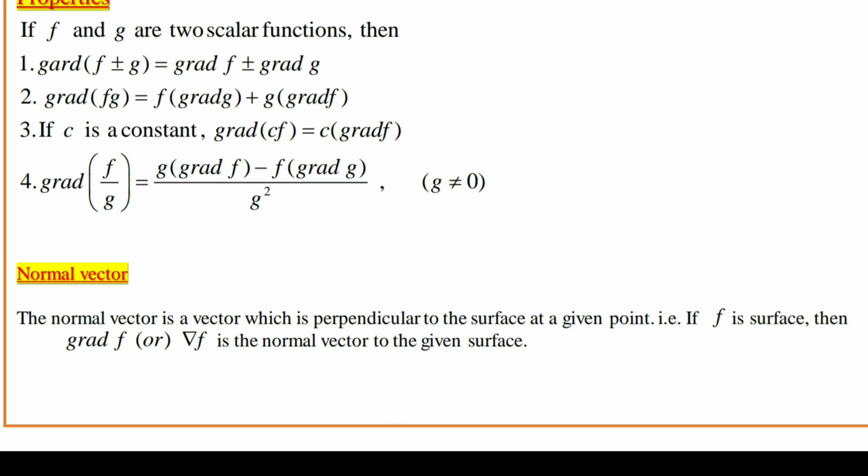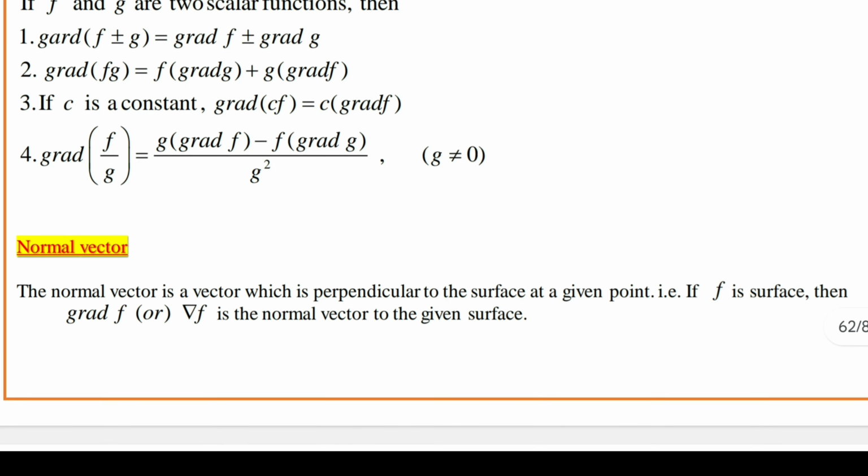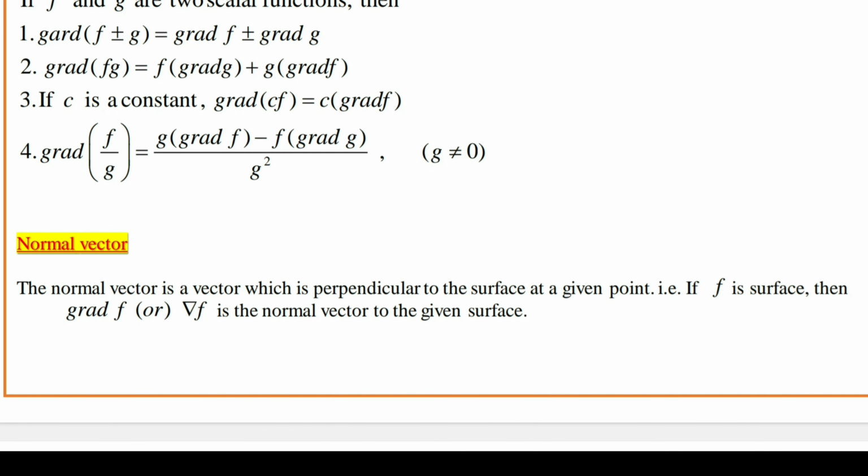Properties of gradient are just like those for differentiation of two functions. Gradient of f plus g is grad f plus grad g. Gradient of fg is f into grad g plus g into grad f. If c is a constant, you can take it outside the gradient. Gradient of f by g is not grad f by grad g; it follows the quotient rule of differentiation: g into grad f minus f into grad g, by g square. So it is similar to that.